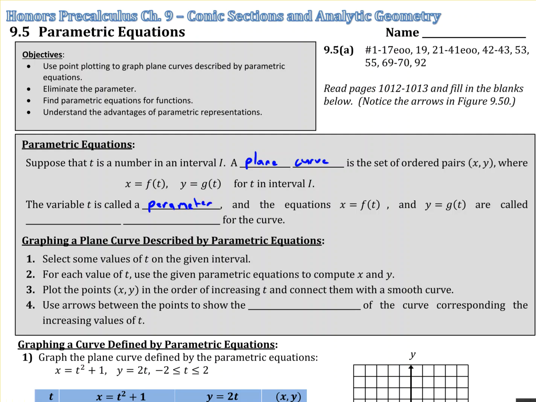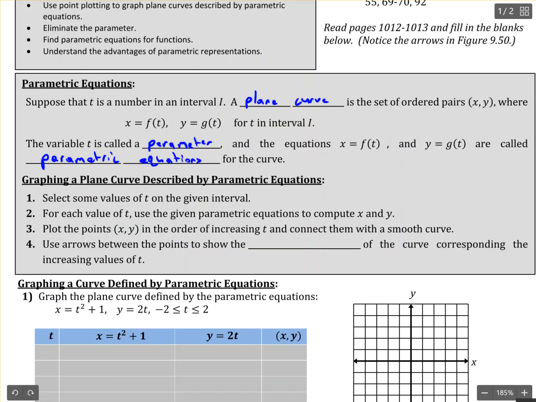And the equations x equals f of t and y equals g of t are called the parametric equations for the curve. So again, instead of having y in terms of x, it has x and y both in terms of a third variable called t. Again, the t is called a parameter. And you can actually set your calculator up for this. We'll take a look at that.